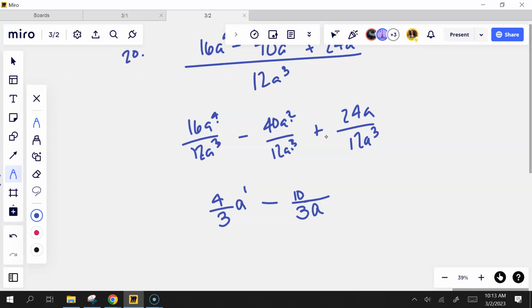You don't have to, because there was more in the bottom than the top. So if you subtracted them, I'd actually have 10 over 3, a to the negative 1, and I'd need to move it down. 24 and 12. 2 over 1, and then 2 A's in the bottom. Hooray!